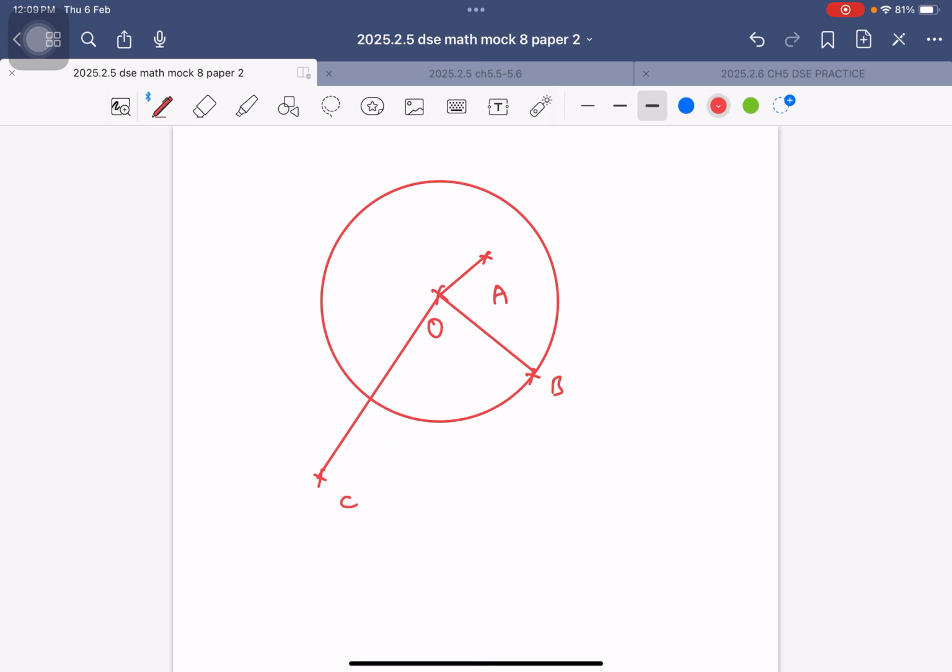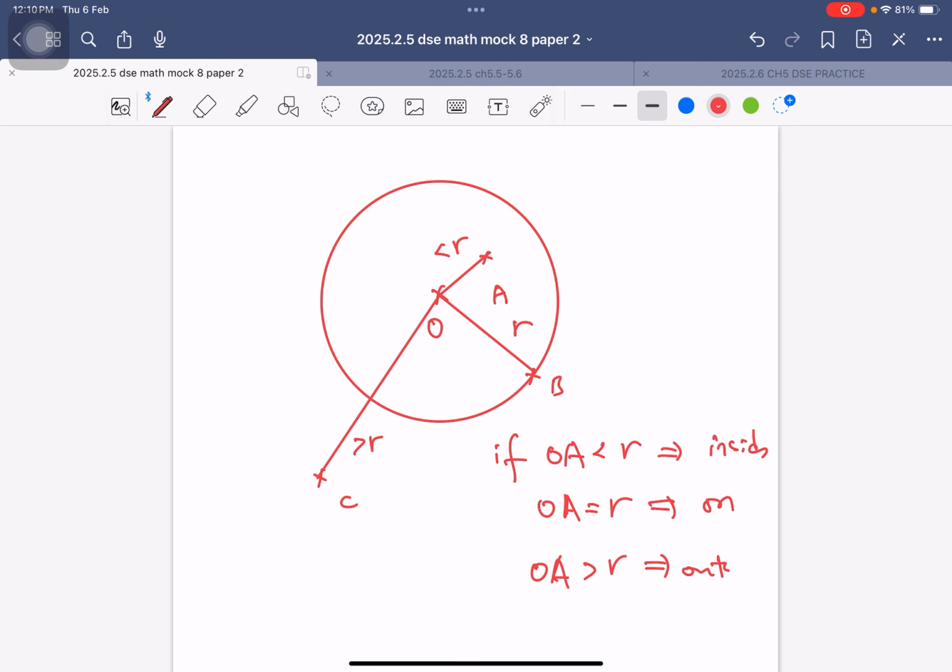You don't need to find out the point already. What you can do is, this is R. This is smaller than R. This is greater than R. So if OA is smaller than R, then it's inside. If OA is equal to R, it's on. If OA is greater than R, it's outside. Okay, so that's the concept you need to learn for these questions.